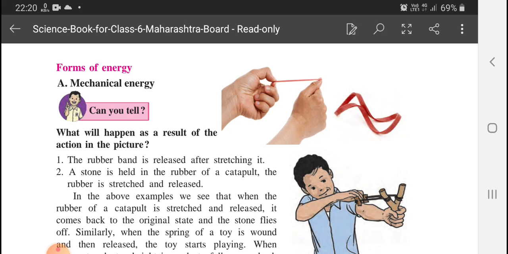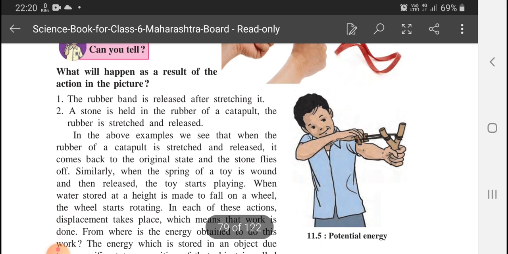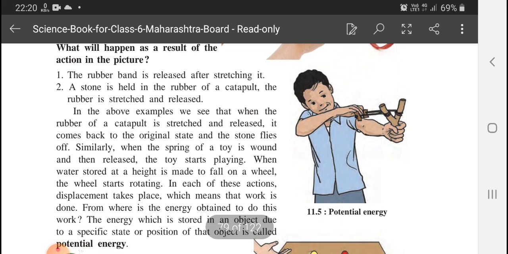Now, in the second case, a stone is held in the rubber of a catapult and the rubber is stretched and released. So in this picture, what happens? Some energy is being stored. The boy is stretching the rubber and after some time the rubber is released. Because of that, the stone goes to a particular distance.